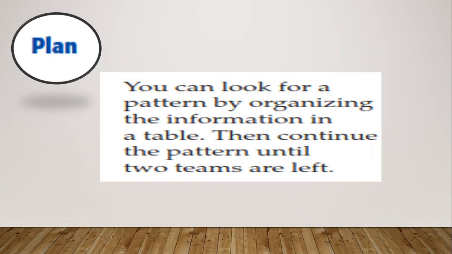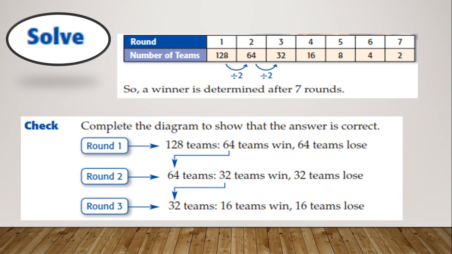Okay, now let's do the second step. The second step will be the plan. Let's plan how we can answer this problem. You can look for a pattern by organizing the information in a table. So here we will use the strategy of organization. Okay, we will organize the information in a table to get the result. Then continue the pattern until 2 teams are left. So we will do the pattern until we reach 2 teams. That means we have the winner. Okay, now let's solve it.